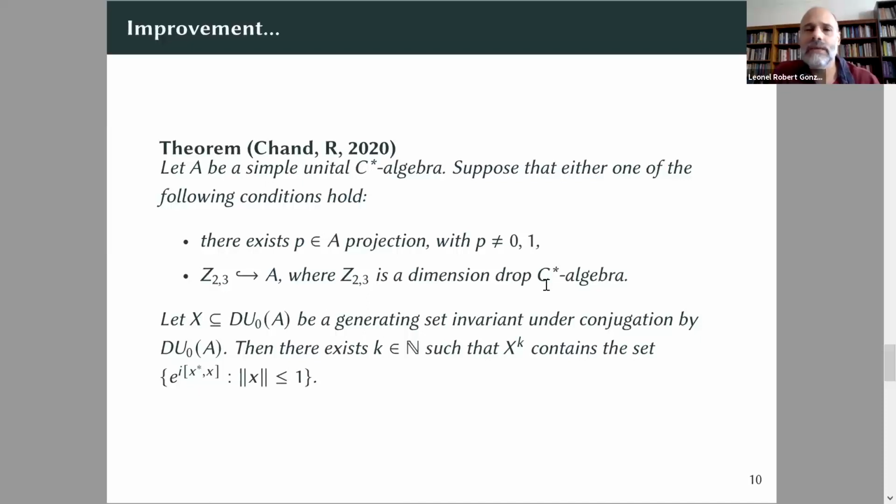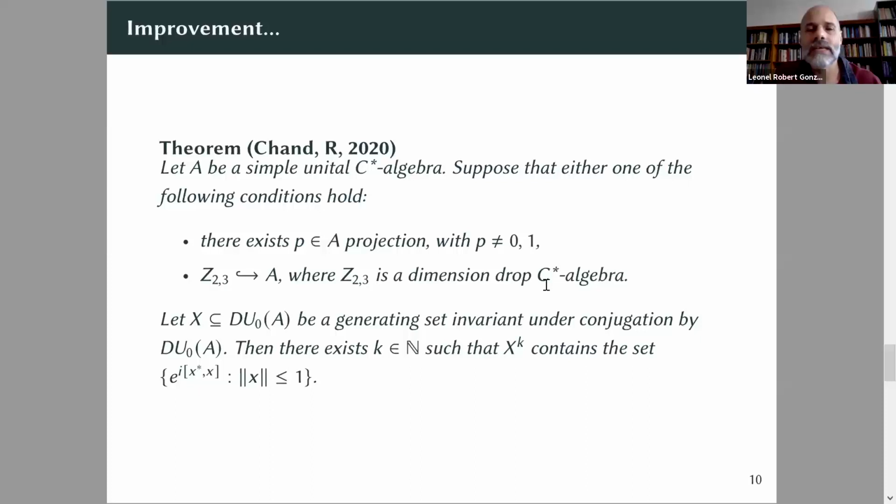And in particular, if you don't know the definition of this, at least you may have heard of the Jiang-Su C*-algebra. So if this so-called Jiang-Su algebra embeds, basically what these conditions are doing is ensuring some sort of matrix-like structure, to do some arguments. And now let's say I have a subset of the commutator subgroup that is invariant under conjugation, and that generates the group, just as a group.